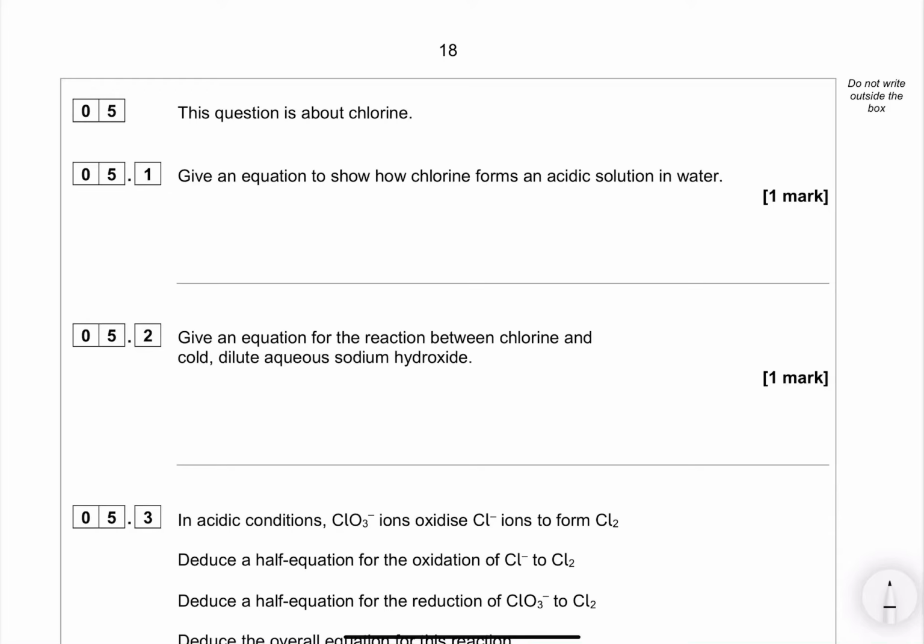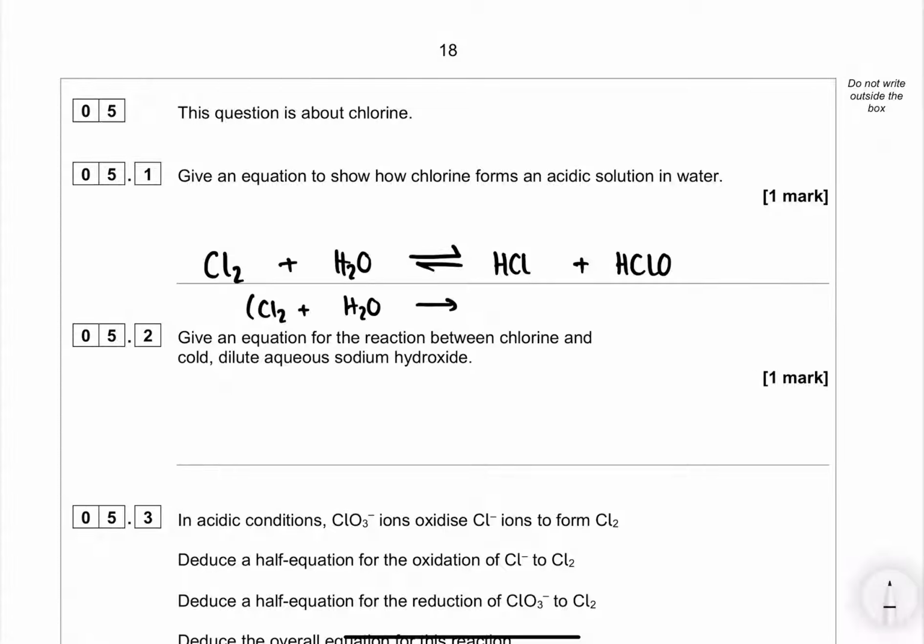This question is about chlorine. Give an equation to show how chlorine forms an acidic solution in water. So we need to know that chlorine reacts with water to make HCl and HClO. And that equation balances.